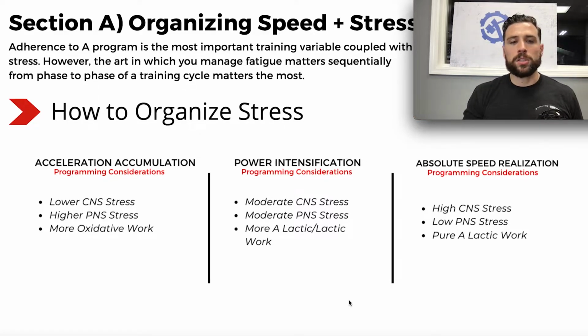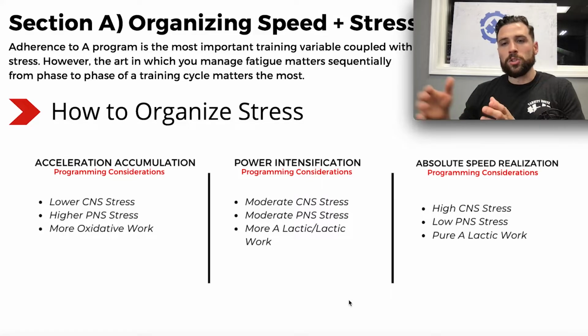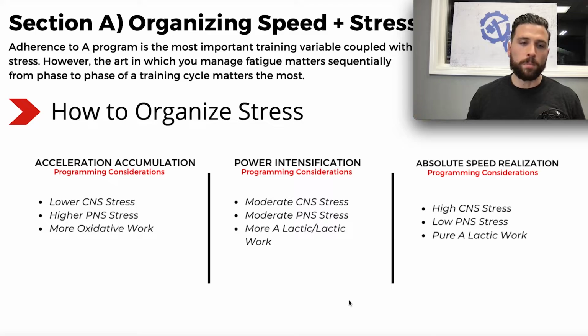So looking at acceleration accumulation, we know this is lower CNS work. We know that it's higher PNS fatiguing because of all the aforementioned reasons above. We know we need more oxidative work, more aerobic work, to help replenish our alactic system to accumulate greater work capacity in bouts of force that we experience when we're trying to create torque during those first 0 to 2 steps, 0 to 5 steps, if you will.